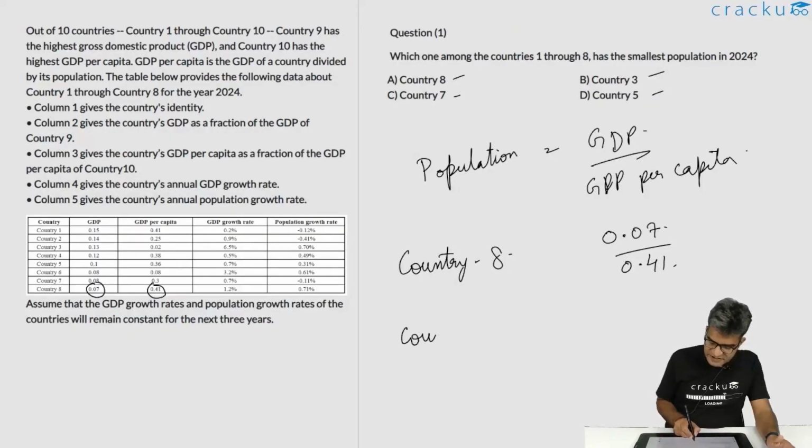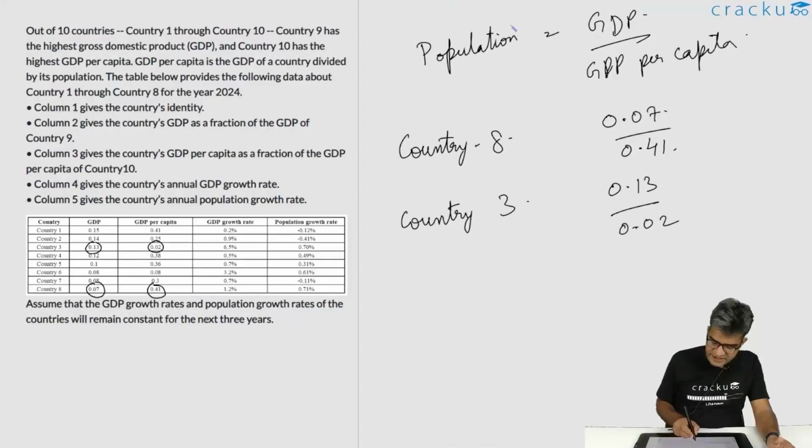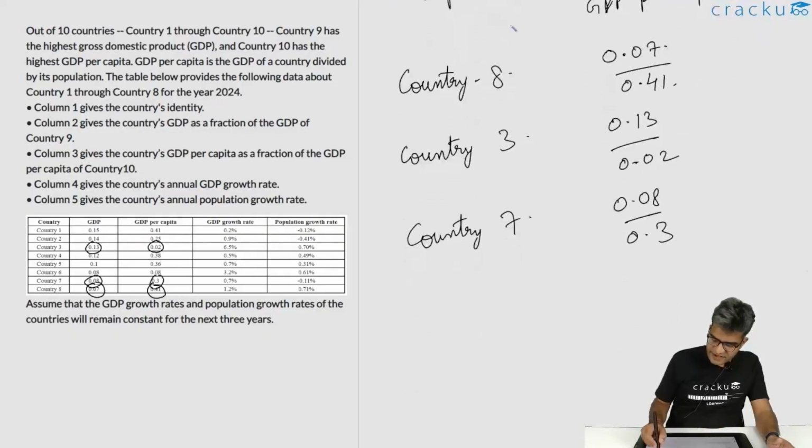For country 3, which is option B, it is 0.13 divided by 0.02. For country 7, it is 0.08 divided by 0.3. And then we have country 5. For country 5, it is 0.1 divided by 0.36. This is the populations.